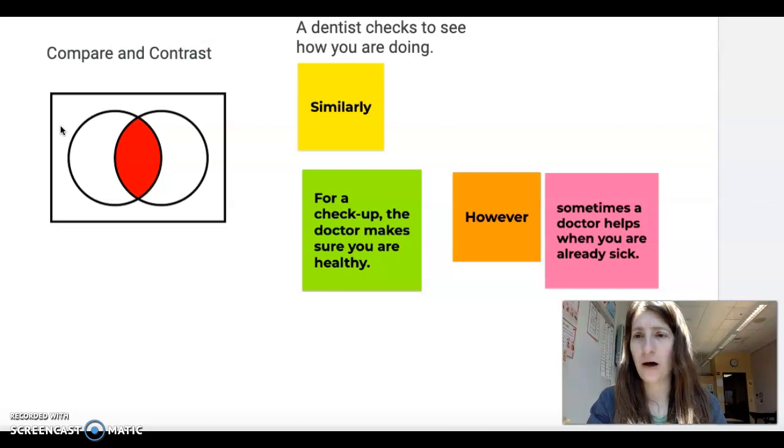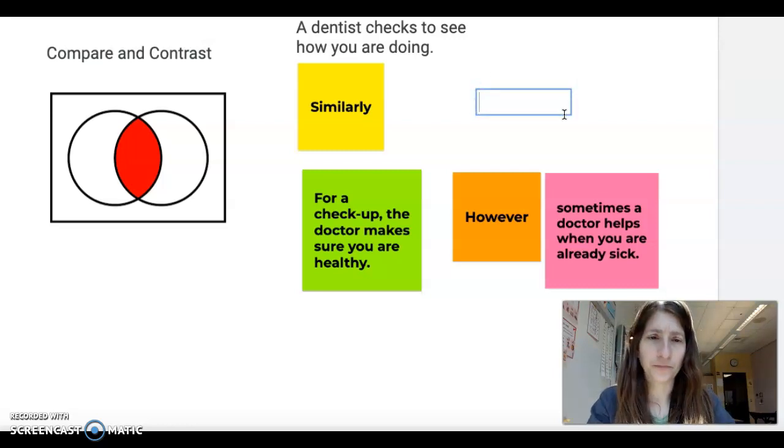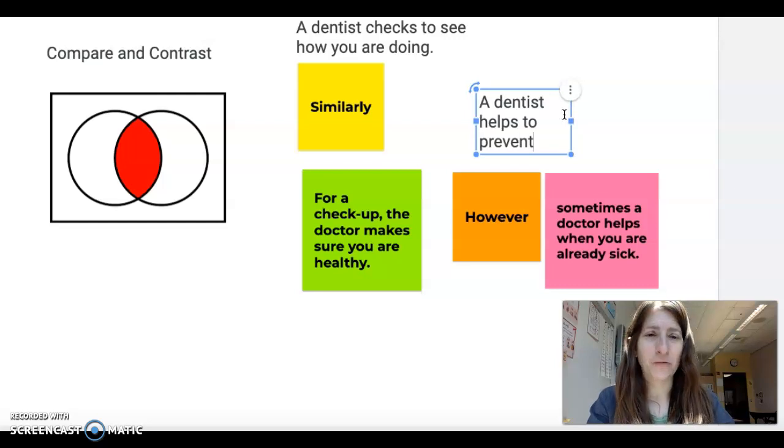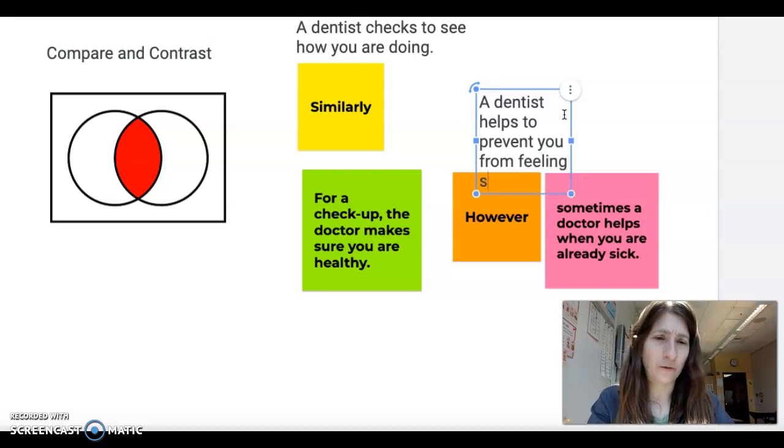Let's try another one. This time we're going to use the word however because I'm going to show how they are different. A dentist helps to prevent, that means like stop before it happens, prevent you from feeling sick.